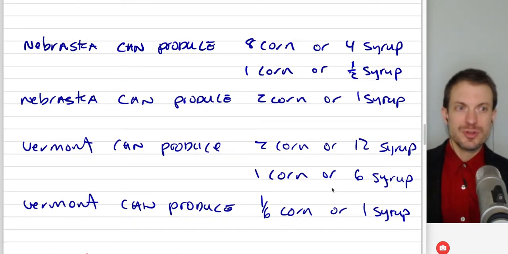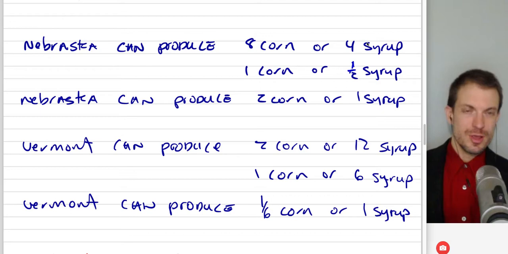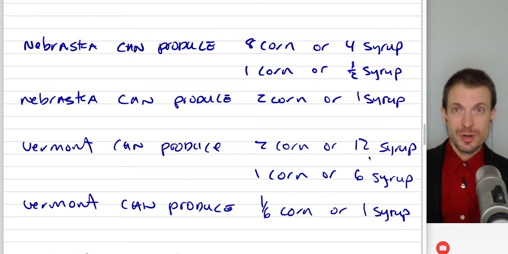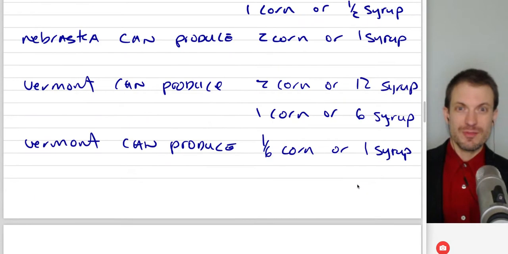What about absolute advantage? Well, it's whoever can produce the most in the same amount of time. So Nebraska can produce 8 corn, whereas Vermont can only produce 2 corn in a day. So Nebraska has the absolute advantage in corn. They can produce 4 syrup in a day, but Vermont can produce 12 syrup, so Vermont has the absolute advantage in syrup. And we can see that from the table as well.